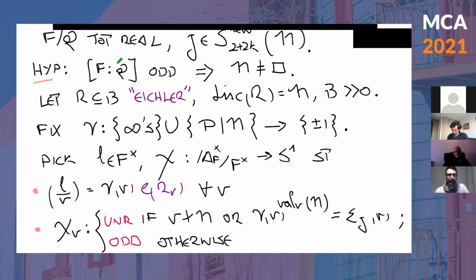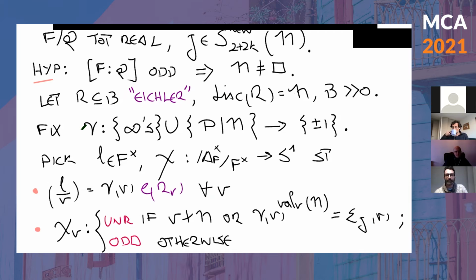So as in Gross, we will do the following. We are going to pick a totally definite quaternion algebra containing an Eichler order of discriminant n, the level. Here, by Eichler, I mean a more general family of orders. I'm going to use an order which has non-zero Eichler invariant at every prime dividing the level. Okay, so this is pretty much like in Gross.